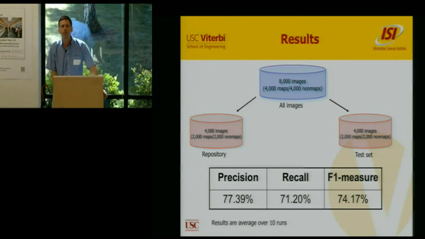Question back here. So are you more likely to throw things which are maps out, or throw garbage into your maps? Well, okay, so for the recall, we're more likely to throw things away because we have 71% recall, so it's lower recall than precision. So you could adjust those though, if you wanted to tweak the numbers.